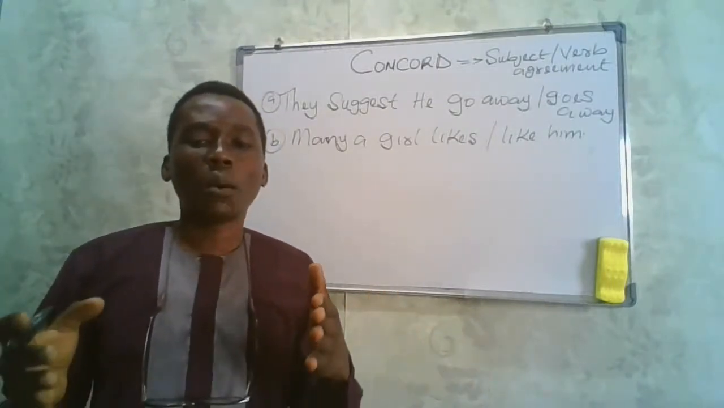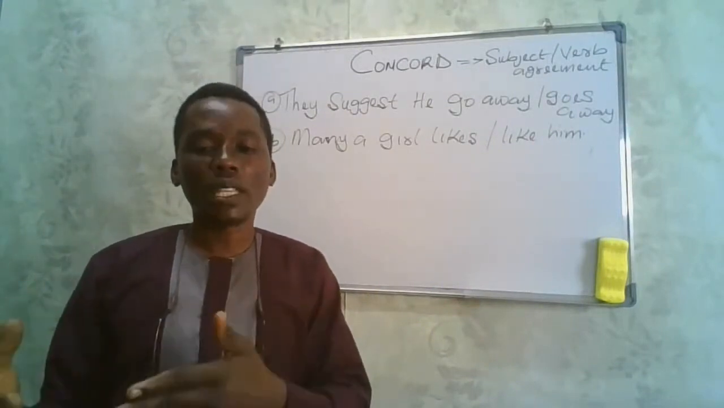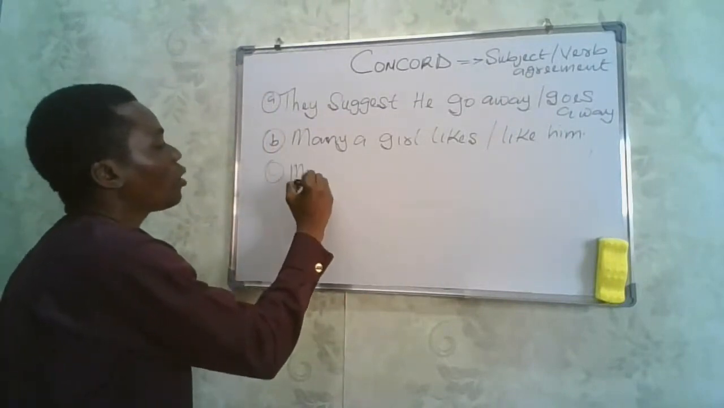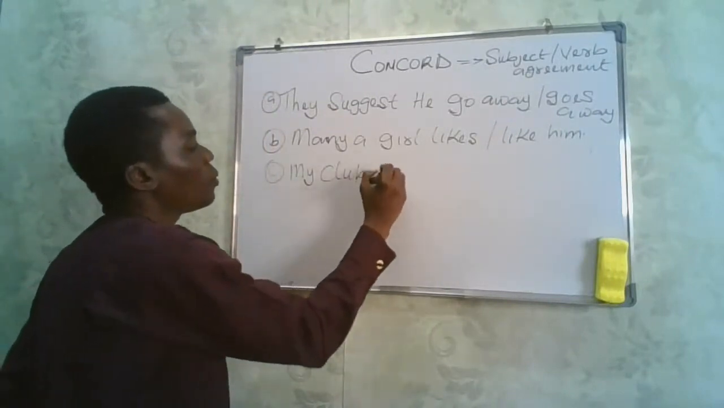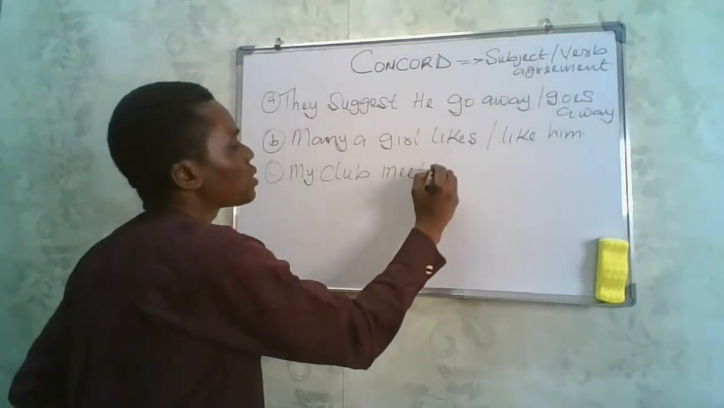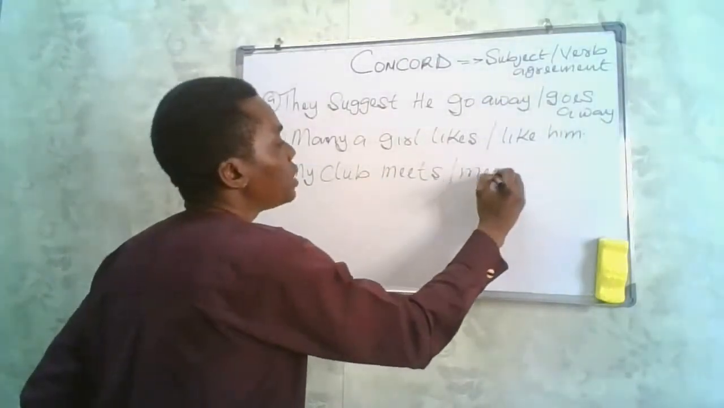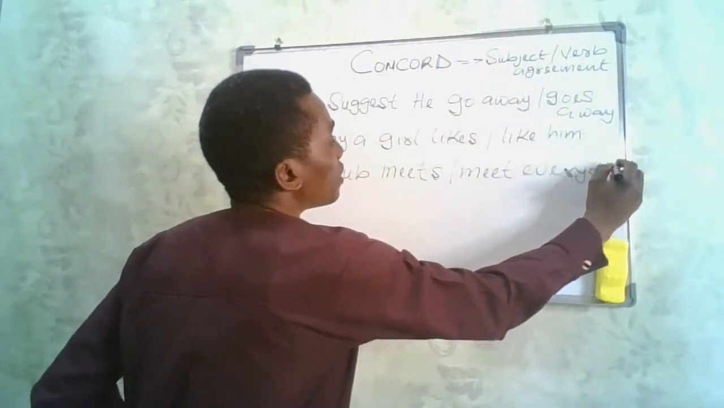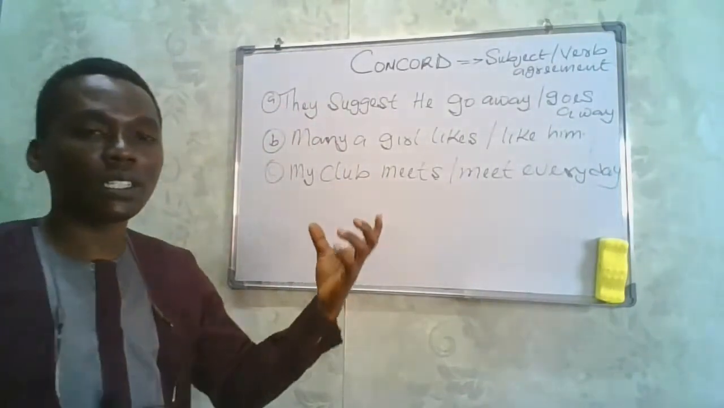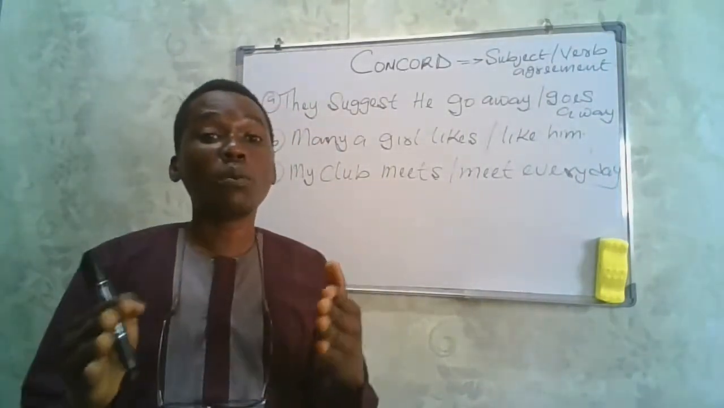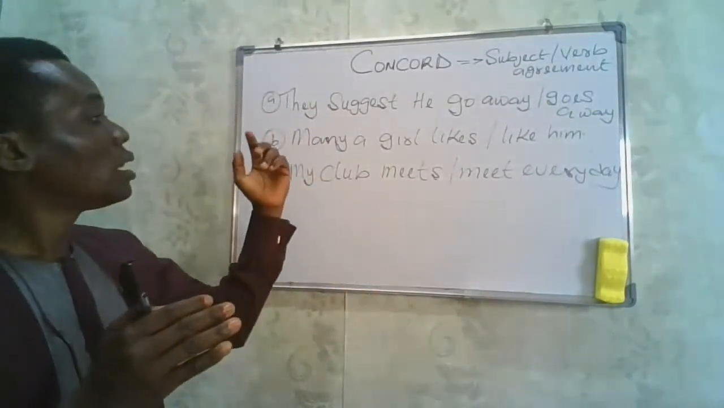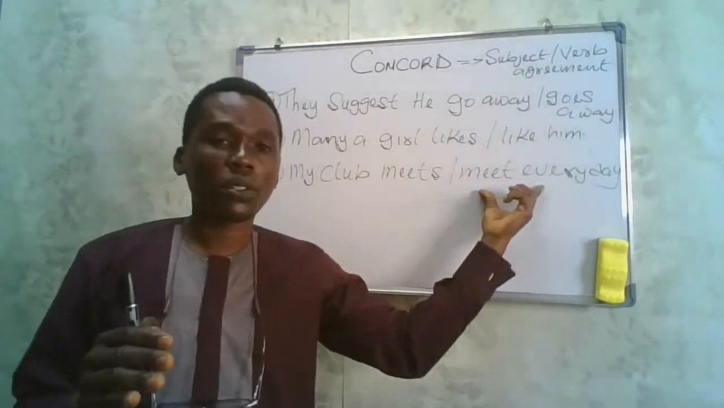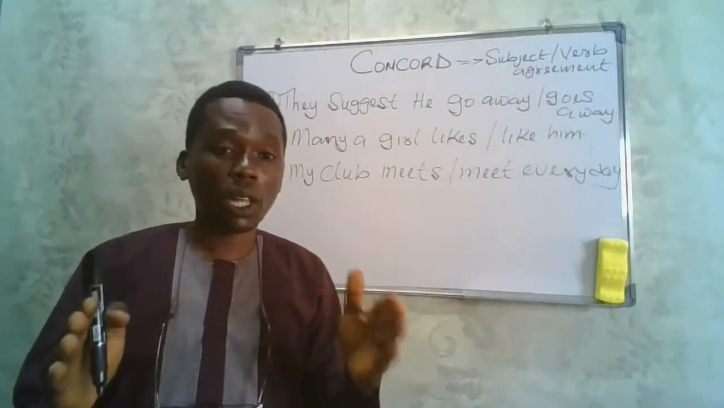Now, do you say my club meets or meets every day? Now, if you look at these three sentences, you come to see that there must be an agreement between the verbs, the subjects, and the verbs. Now, this is what Concord is all about.